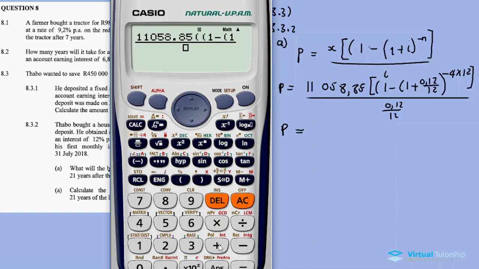Okay. Plus 0.12 divided by 12, close bracket, raised to exponent minus 4 times 12, close bracket, divided by 0.12 over 12. Answer: syntax error. Oh man, what did I do?